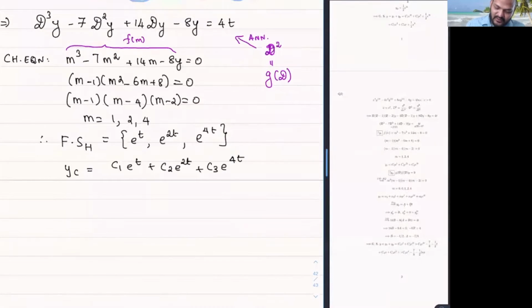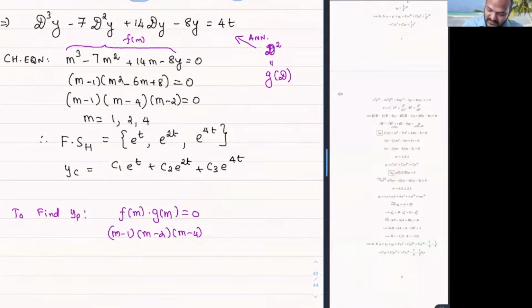So if you take a look at this, to find the yp, I'm going to take a look at the f of m multiplied with the g of m. That's going to be my characteristic equation, the kind of characteristic equation that's going to give me f as nh. So that would be m times m minus 1 times m minus 2 times m minus 4 times m squared equals 0.